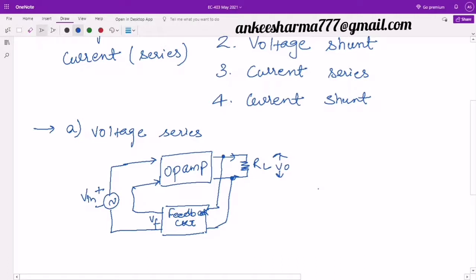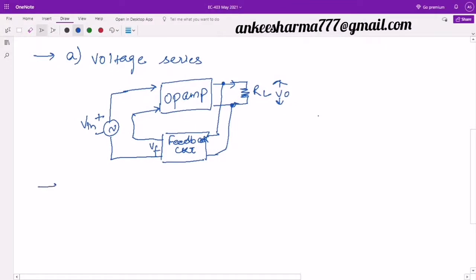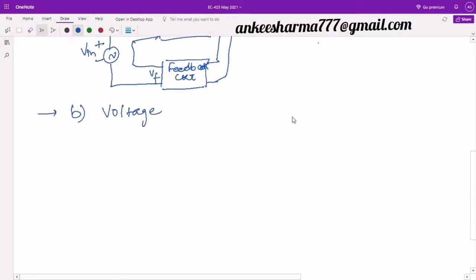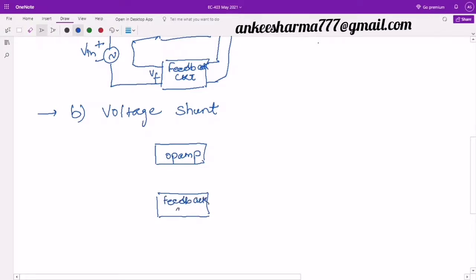This is voltage series. Second, if I have to draw the voltage shunt, in the voltage shunt, what we are going to have, again I will draw my two blocks. One is the operational amplifier block, which is providing me the forward gain, and one is the feedback circuit, which is reducing my output voltage to a small value. Now again here an input will be connected, so I have connected this input and I am assuming this second terminal to be grounded.